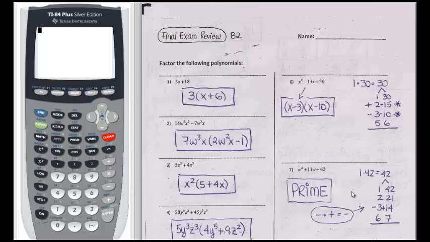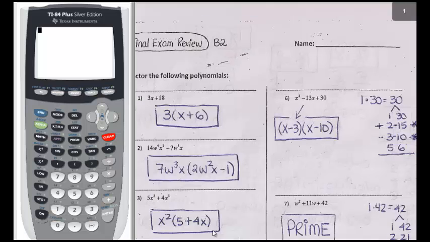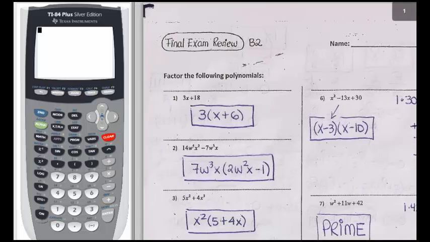On the following problem, I have 14w to the 5th x squared minus 7w to the 3rd x. Basically, can I factor anything from 14 and 7? The answer is yes. I can factor out a 7. And for the w, I look for my smallest exponent. My smallest exponent is 3, so I'm going to factor out w to the 3rd.